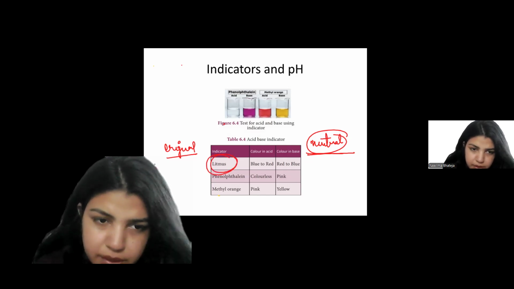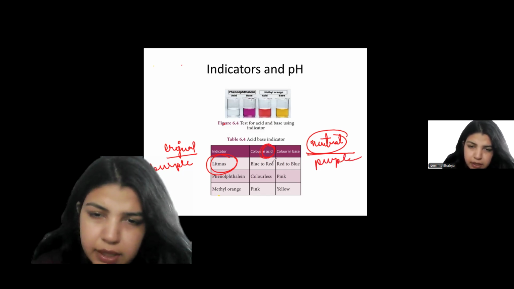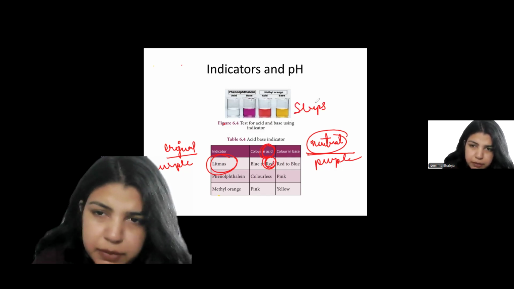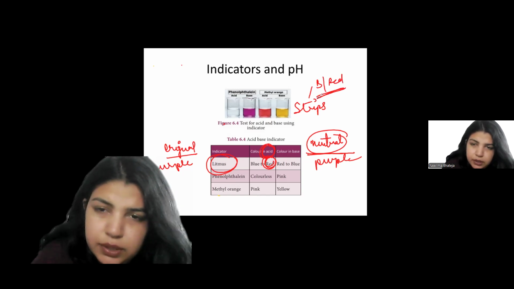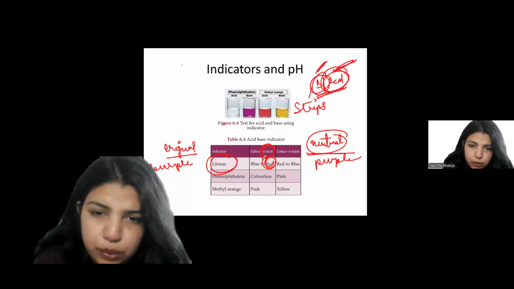First is litmus. Its original color is purple. So in neutral it will also show a purple color. But what about acids? It will turn red. We can take strips of litmus paper, blue and red. Both are there. If we place an acid on red, it will remain red. If we place a base on it, it will turn blue.